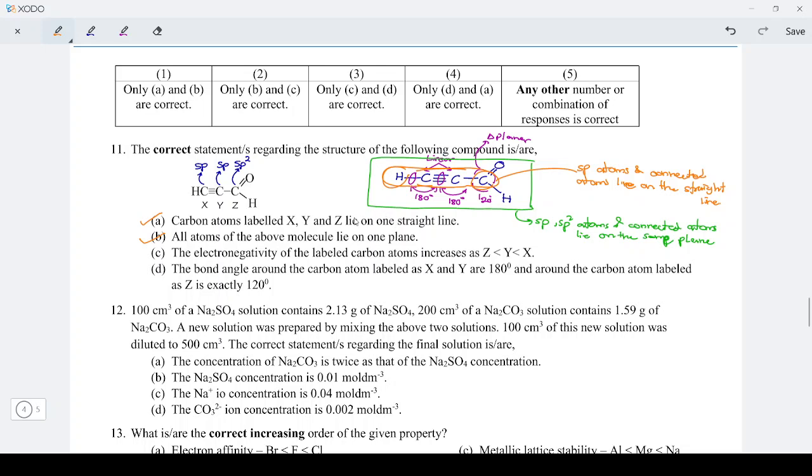Okay. Now let's go to statement C. In these types of questions we should not be in a hurry to select a response because there are two other statements. You have to examine them as well, because if one of them was true, the answer is going to be 5. Okay, so you have to be careful. The first C statement: the electronegativity of labeled carbon atom increases as Z, Y and X. Okay, so now they are asking for the electronegativity.